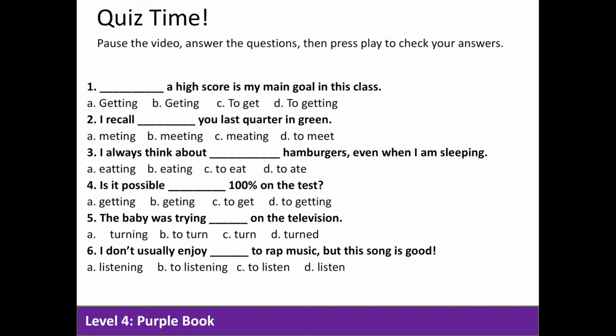Now, let's take a practice quiz. Pause the video and answer the following questions. Once you've finished all the questions, hit the play button and we'll check your answers.